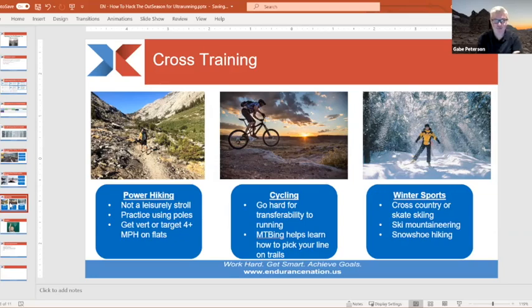It's a good opportunity for you to learn how to use trekking poles. A lot of ultra runners don't train with trekking poles all year, and then they show up to a mountainous race and use trekking poles for the first time.